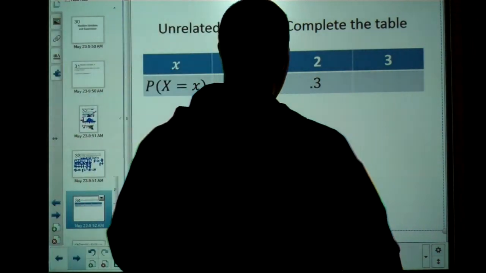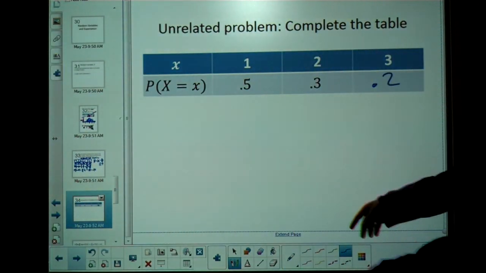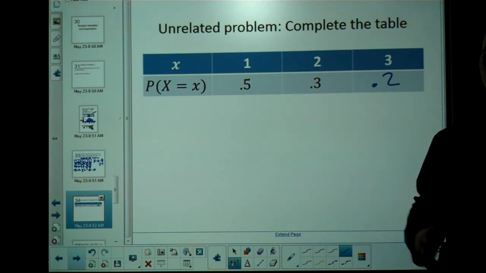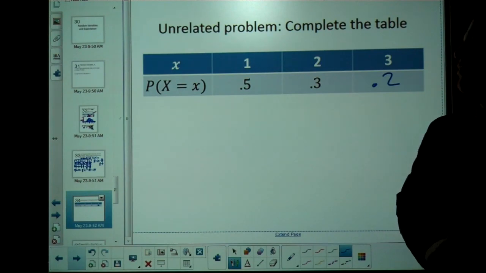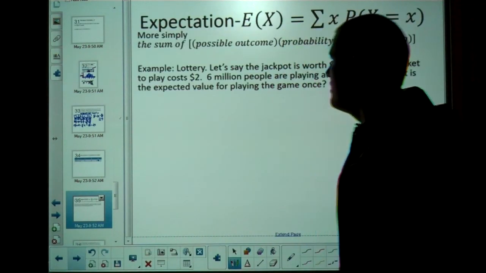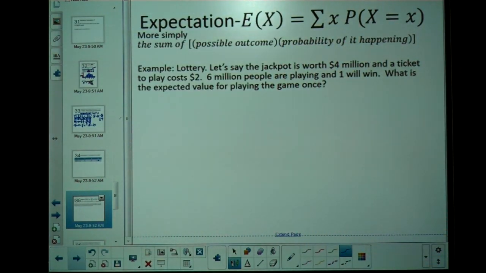And what you should have come up with on this one is 0.2. That would make all these values add up to 1. Remember, if we add the probabilities of all the outcomes together, we should always end up with 1. So that is our quick check on that. Let's continue and talk about something called expectation.